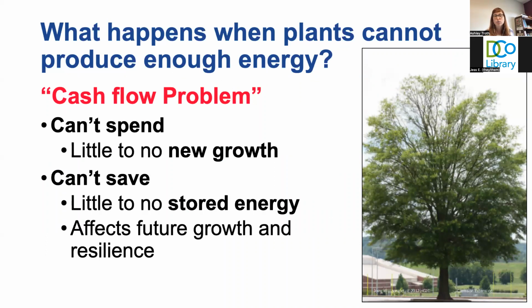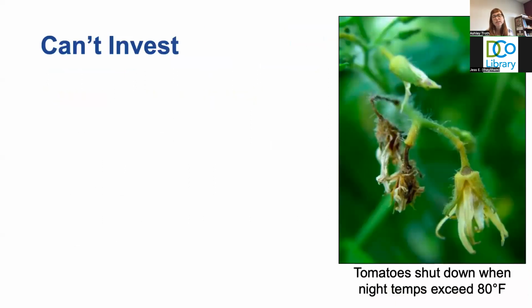You can have little to no stored energy, and it affects future growth and resilience because as the plant has less and less energy to spend, it is going to cut back on defenses, it's going to cut back on growth, it's going to cut back on investment, so tomatoes, it's going to cut back on what it can give away. It can't invest anymore.